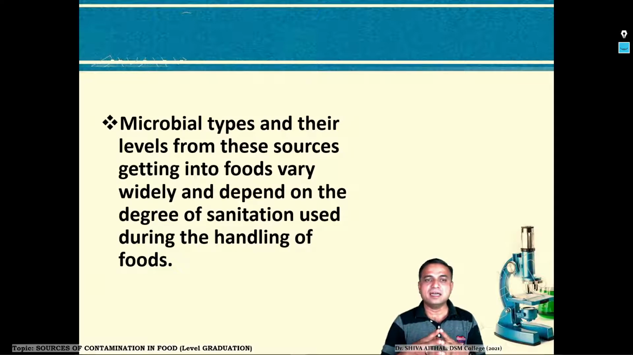Microbial types and their levels from these sources getting into foods vary widely, and they depend mainly on the degree of sanitation which is used during the handling of foods. Whenever we go for outside food, what we desire is the food should be of good quality, and what makes this good quality is how it is being prepared, under what conditions it is being manufactured, right from the person who is manufacturing to the utensils which are being used and the environment in which it is being produced.